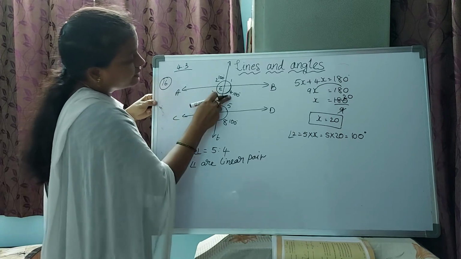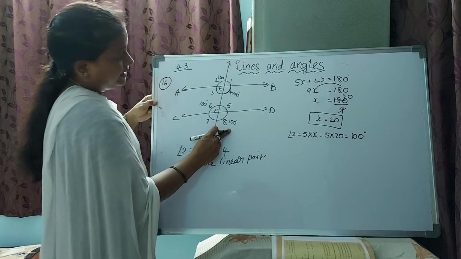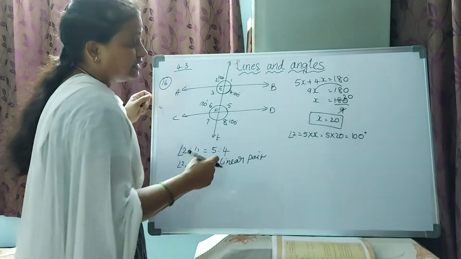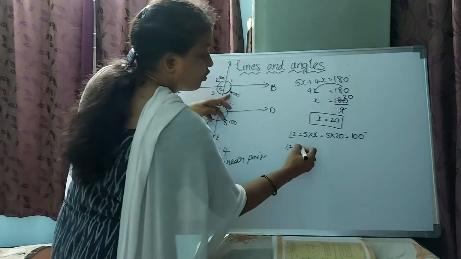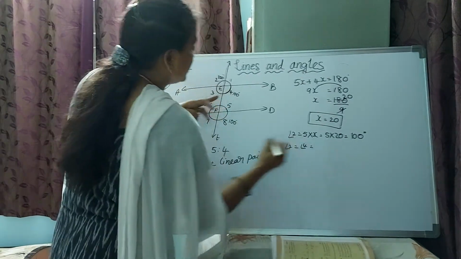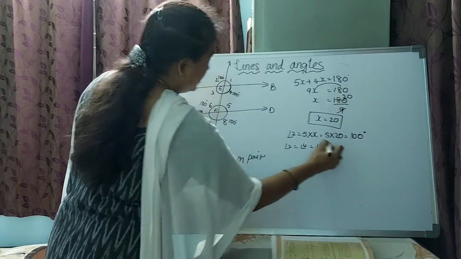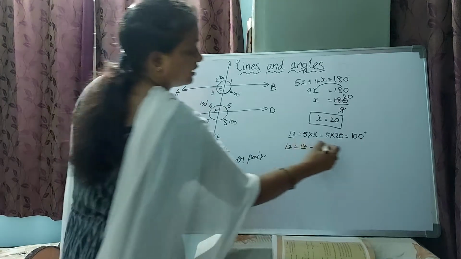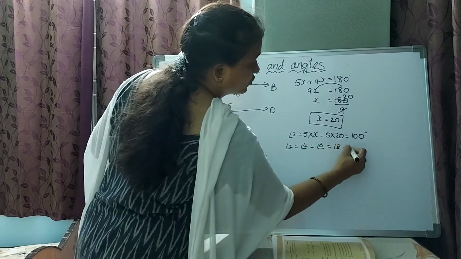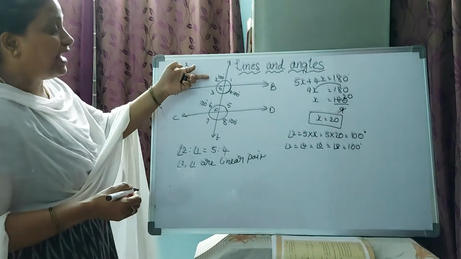So these angles are also 100 degrees. We can easily say that angle 2 is equal to angle 4, because they are vertically opposite angles, and angle 2 is equal to angle 6, because these two are corresponding angles. So angle 8 is equal to 100 degrees. These are all congruent to angle 2.